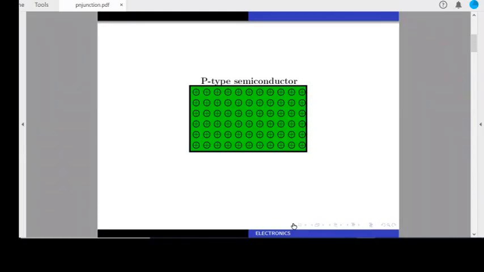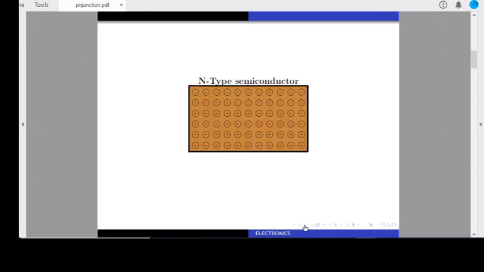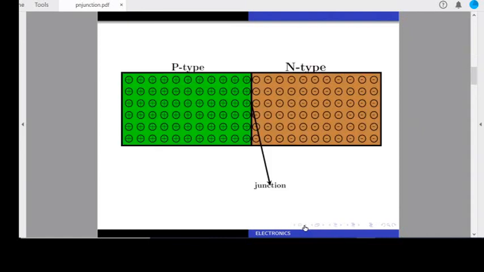This is a p-type semiconductor in which the majority charge carriers are holes. And this is an n-type semiconductor in which the majority charge carriers are electrons. When these two are joined together, the region where the two are meeting is what we call a p-n junction.